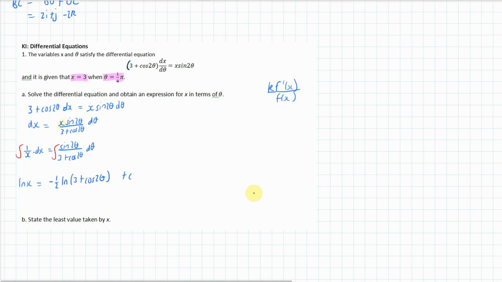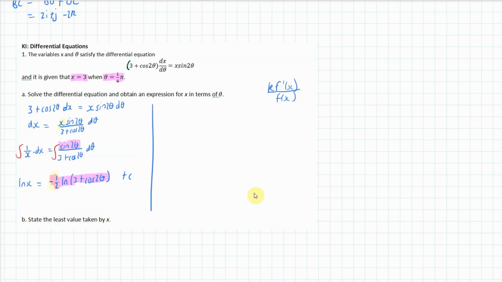Now let's just quickly check this. So if we were to differentiate this, differentiating inside that bracket there would give you negative 2 sine 2 theta, but what you want is actually positive sine 2 theta, so that's why we've got this negative half business here, because it gets rid of the negative 2. Yep, I think we're good there.